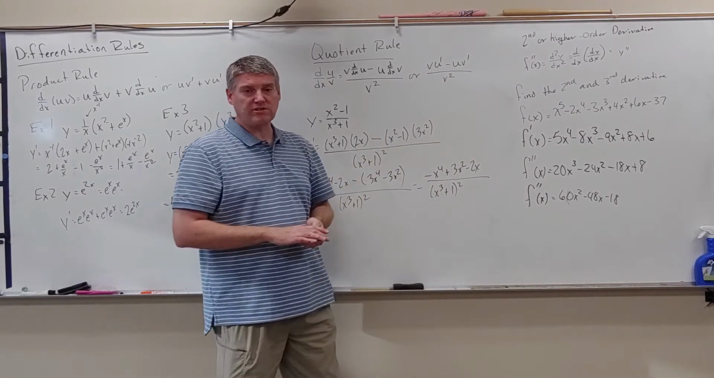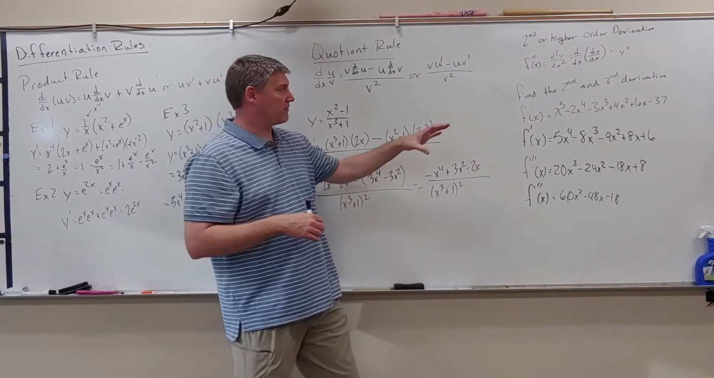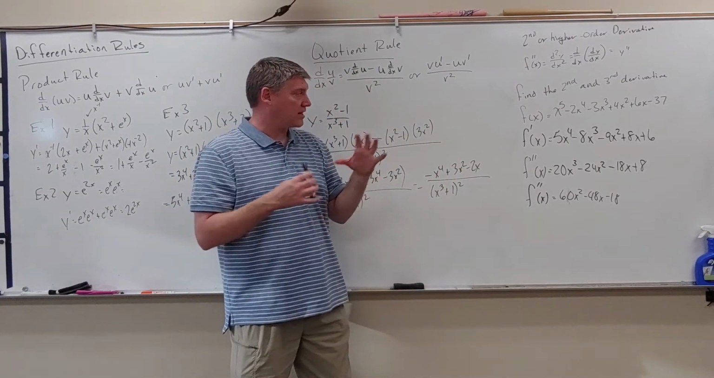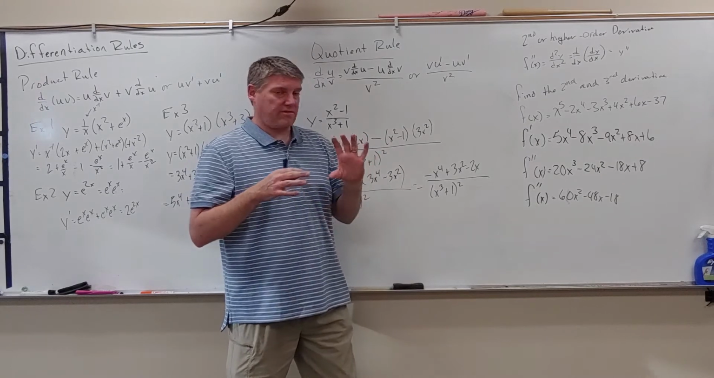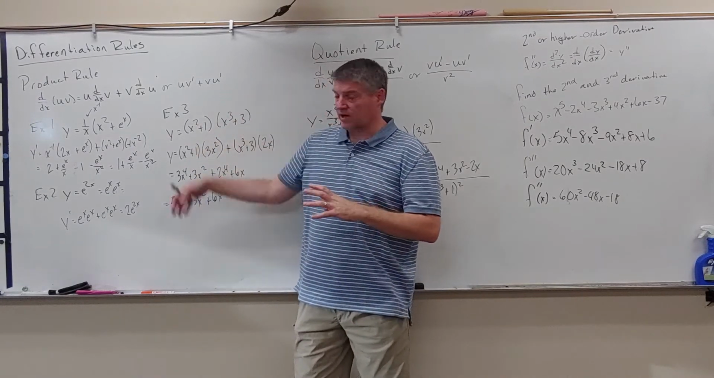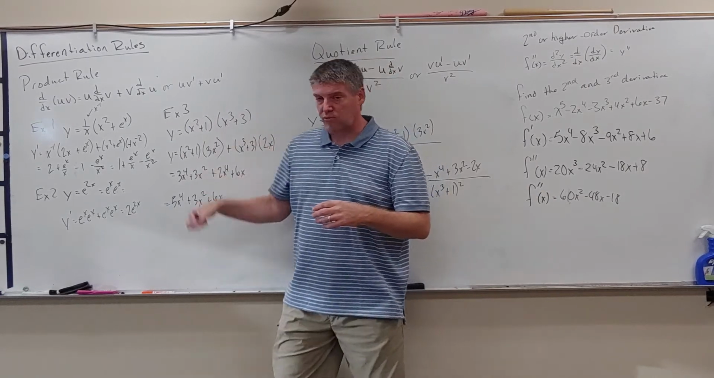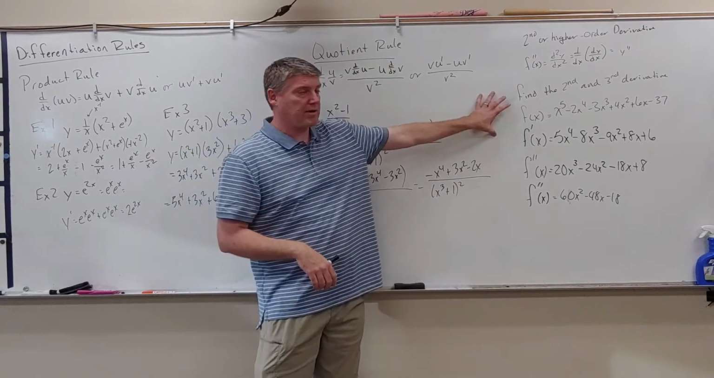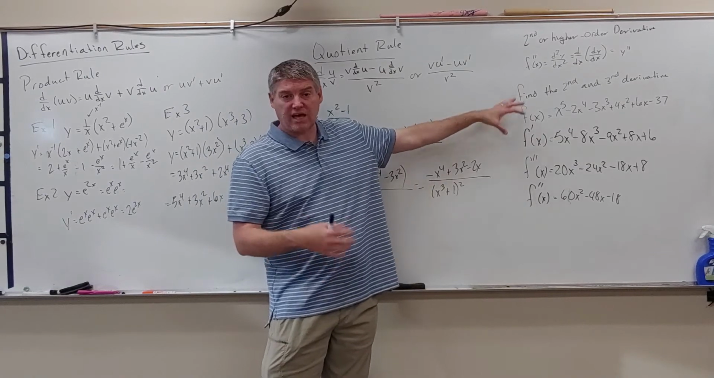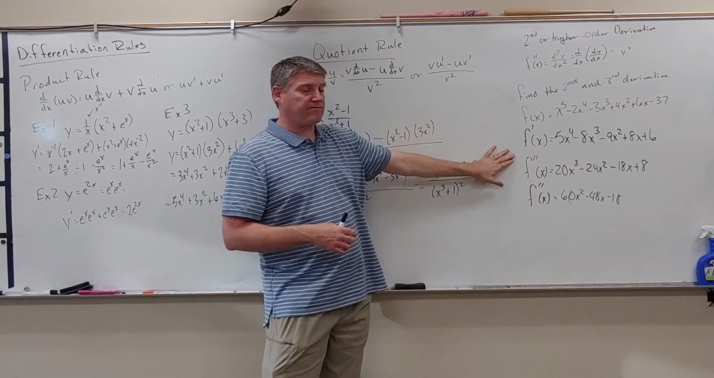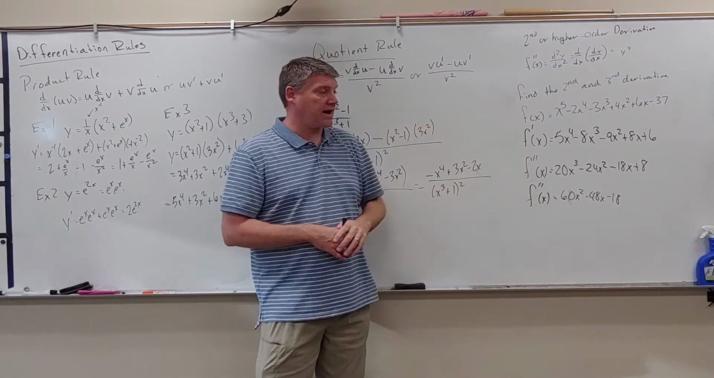There are some functions that don't have a limit on how many derivatives you can take of them, like sine and cosine. So that's the second part of differentiation rules, talking about product, talking about quotient, talking about how to find the second, third, fourth, fifth, sixth derivative of a function. Okay, so just remember that higher order derivative.